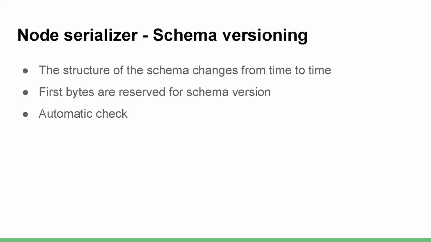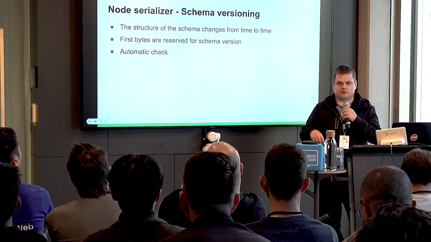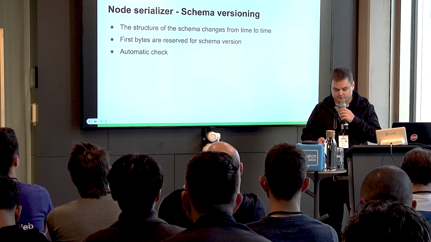And as you might expect, compatibility is important. So scheme changes can happen, and previous schemes may no longer be deserializable. To prevent this problem, we reserve the first 4 bytes of the byte buffer for the shell version. And if there is a compatibility mismatch, the deserializer automatically refuses to deserialize the incompatible byte buffer.